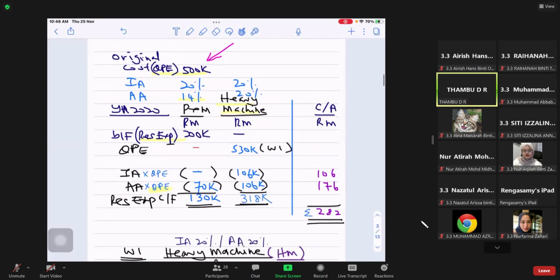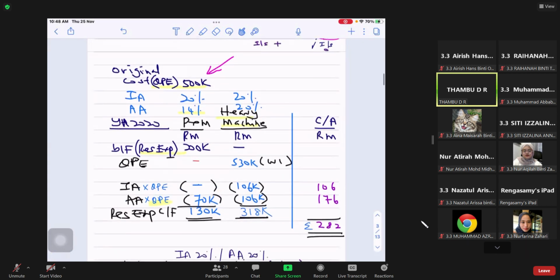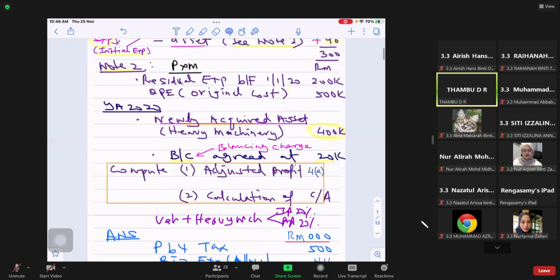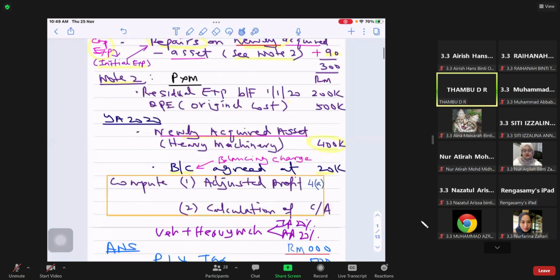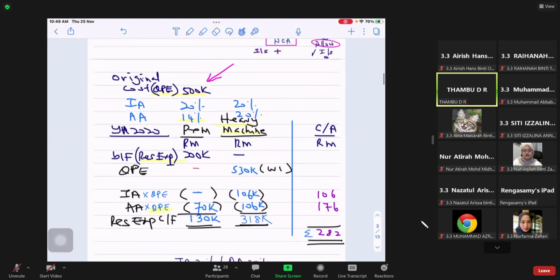Now, if you look at your capital allowances calculation, this is how I do it. This is the original figure given, plant and machinery, balance given 200, correct? Balance given 200. Cost is this one, so I go back to my question. This is your original cost. This is your balance, residual expenditure, or we call it tax written down balance, tax written down value, or balance brought down. This is your residual, meaning balance.